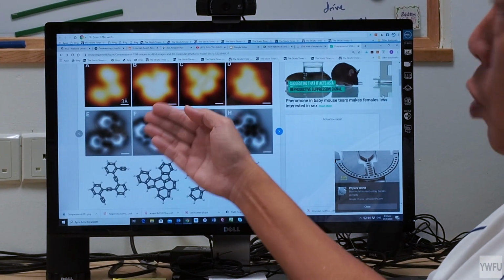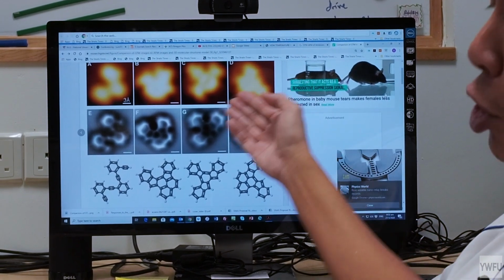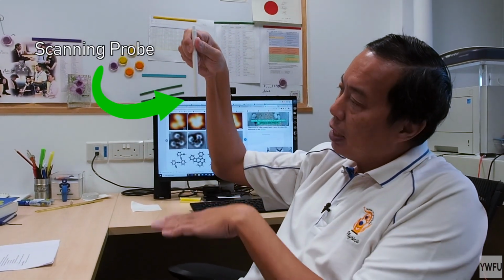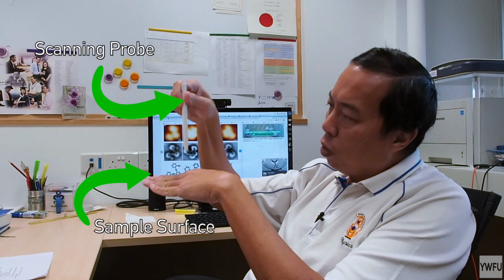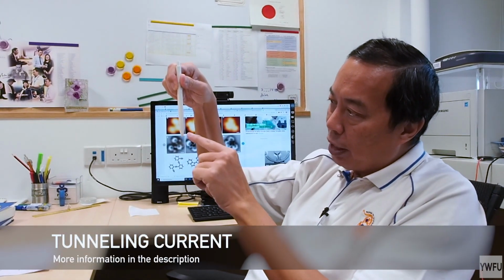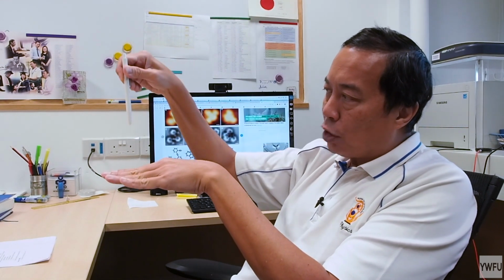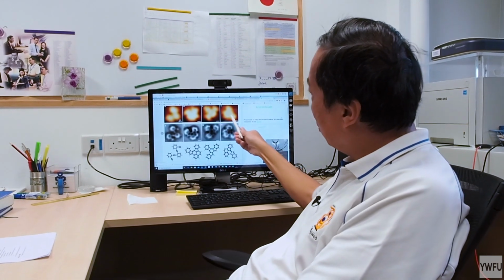And you get images like these on the screen where you can actually see the molecule. The STM images of molecules are on the top row. Essentially, STM works by having an atomically sharp tip like this. Imagine there's one atom at the end, approaching the surface, so close to the surface that you have a small tunneling current flowing between the tip and the surface. And if you scan the tip across the surface, the tip will follow the electronic shape of the molecule, and hence you get the image on the top row.